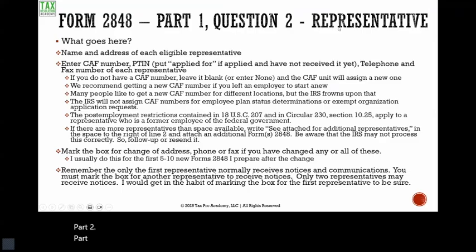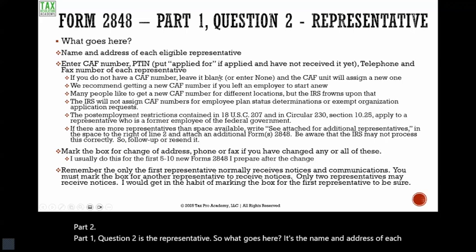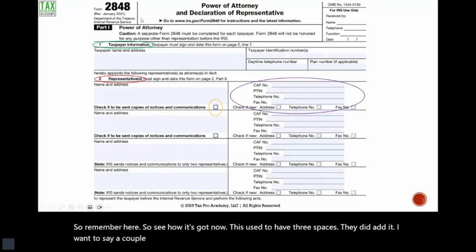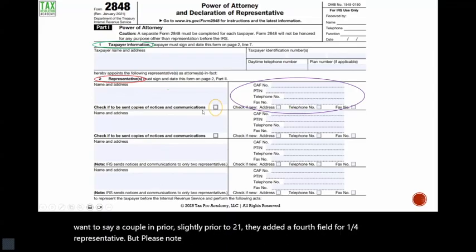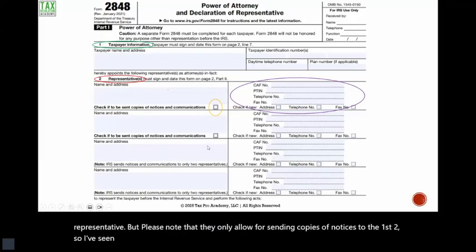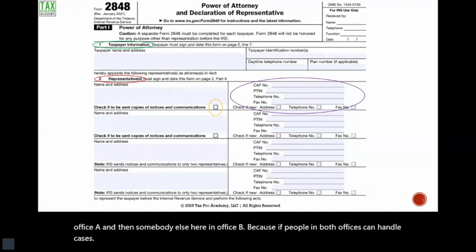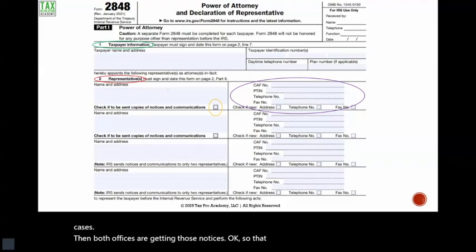Part 1, question 2 is the representative. So what goes here? It's the name and address of each eligible representative. So remember, this used to have 3 spaces. They did add, I want to say slightly prior to 21, a 4th field for a 4th representative. But please note that they only allow for sending copies of notices to the first 2. So I've seen it where, if you've got multiple offices, you'll have somebody here in office A and somebody else in office B. Because if people in both offices can handle cases, then both offices are getting those notices. Okay, so that people can be aware of that.